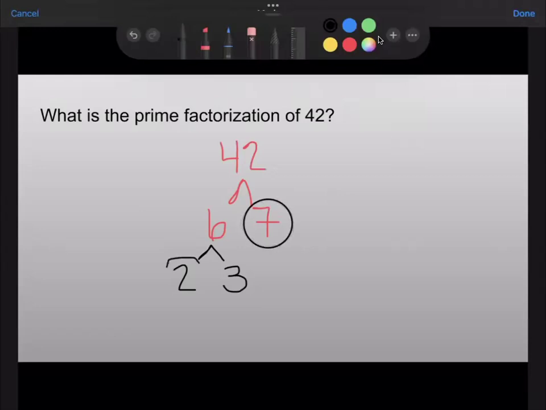Now, 2 is a prime number and 3 is a prime number. So all of those are now circled. That means I've finished my prime factorization. I just need to rewrite it. So I would write this as 2 times 3 times 7. Now I can't use any part of this as an exponent because I don't have any prime factors that are repeating themselves or being multiplied by themselves. So the prime factorization for this one would have to be 2 times 3 times 7.